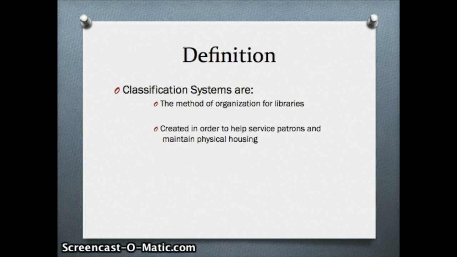First, I wanted to define classification systems to provide a better understanding of what they are and how they came about in order to create a better context for the rest of our presentation. Classification systems, on the most basic level, are a method of organization for libraries that were created in order to help service patrons and maintain physical housing.